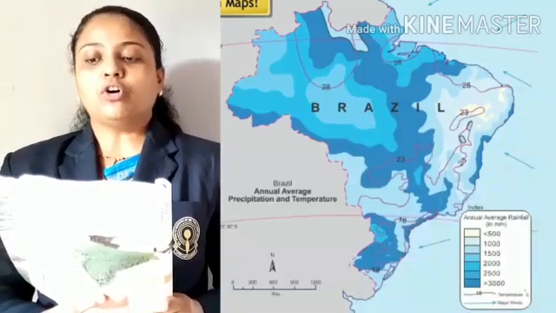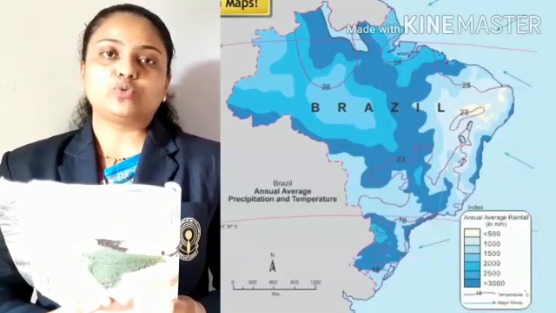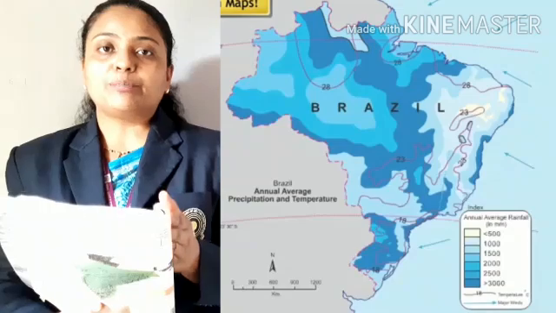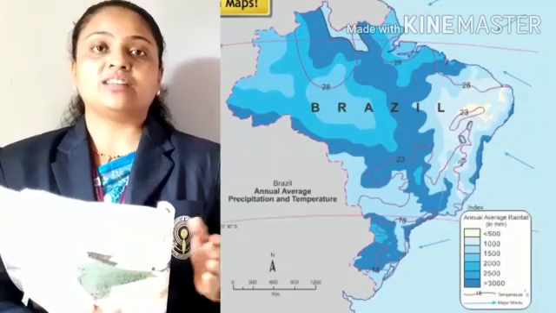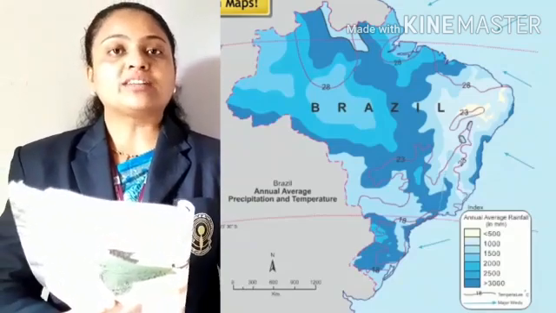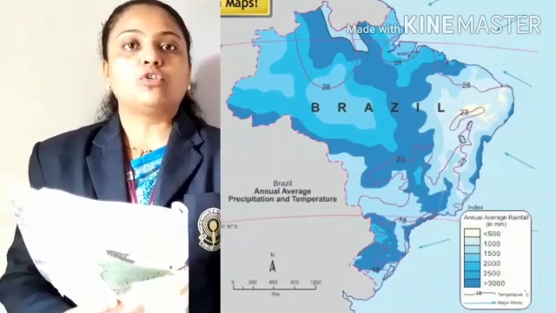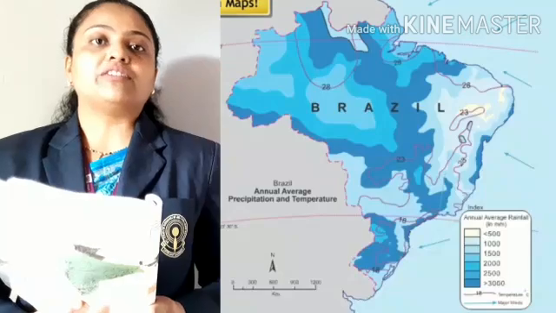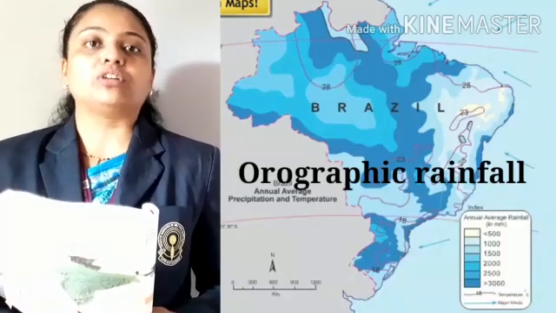Which type of rainfall occurs because of these winds? Now because of the Great Escarpment region as well as the Brazilian Highlands, they obstruct the wind which flows towards Brazil, and that's why the type of rainfall received in Brazil is orographic.